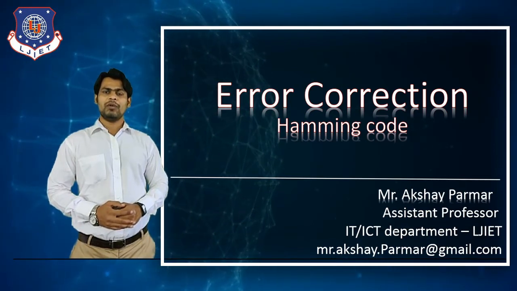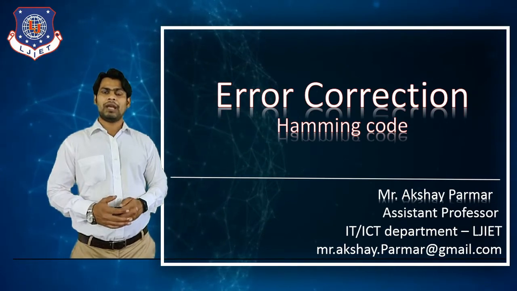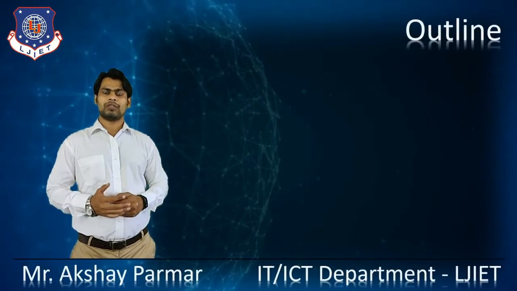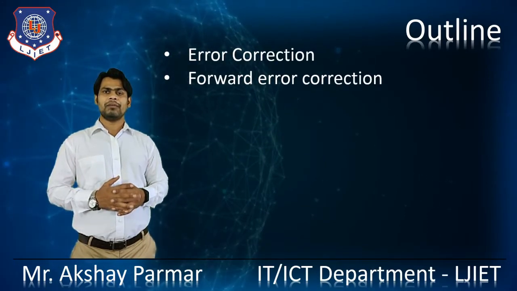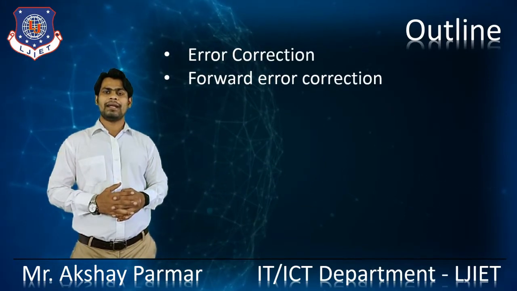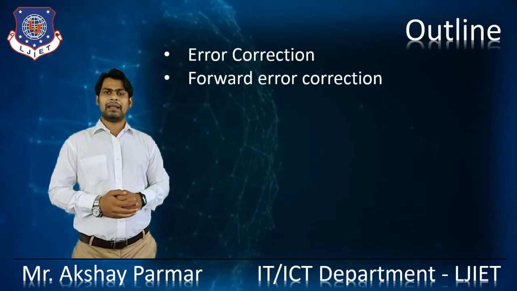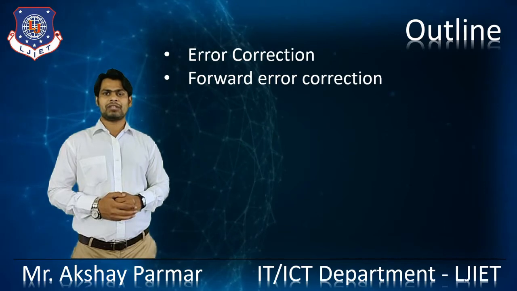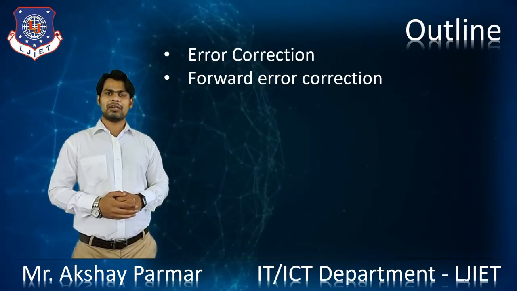In this session, we will discuss an error correction technique, and one of its types, the Hamming code, in brief. First of all, we will see the outline of today's session. We have briefly discussed how we can detect whether an error has occurred or not. We have seen the error detection techniques in our previous sessions. From now onwards, we will see the error correction techniques.